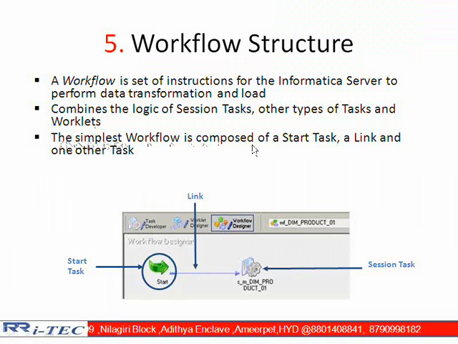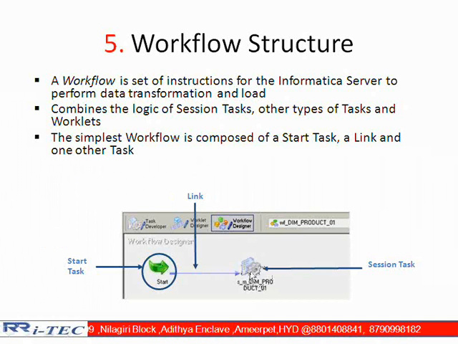The simplest workflow is composed of a start task, a link, and other tasks. If I say a very simple workflow, what is the minimum that will be there? One start task should be there. Next, one session task should be there. Next, one link will be there. This is how it is available. Simple one. This total is called the workflow. This part is called the session task.